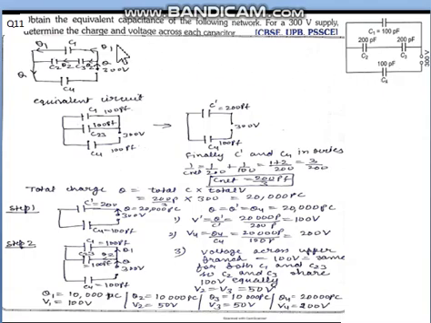Okay, and secondly we are asked in this question to solve the charge and voltage across each capacitor. So this is a new thing to solve. Now our first target is still to calculate the equivalent capacitance of this network. So we will be solving equivalent capacitance first and then we will proceed with the charge and voltage calculations.